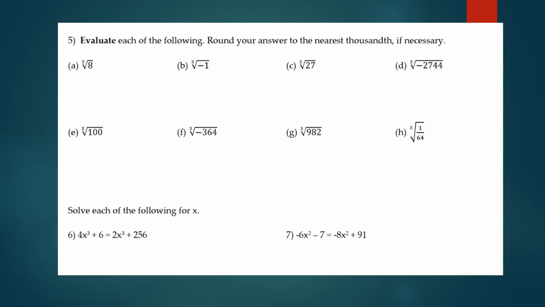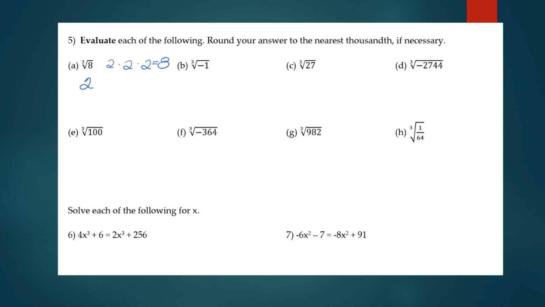So the cube root of 8 is 2. Remember what cube root means. Cube root means what number can I multiply by itself 3 times in order to come up with what's underneath that cube root sign. So 2 times 2 times 2 gives me 8. Okay, so that's why the cube root of 8 is 2.